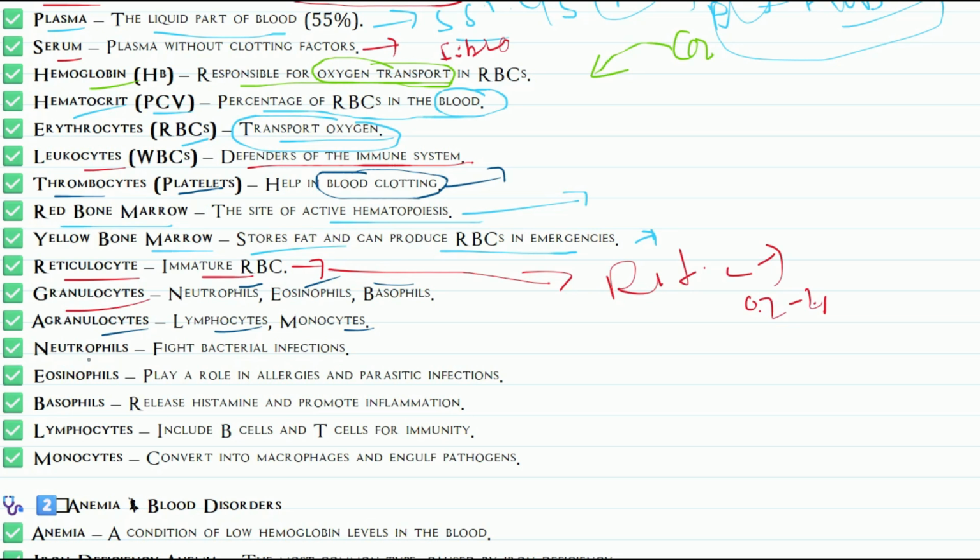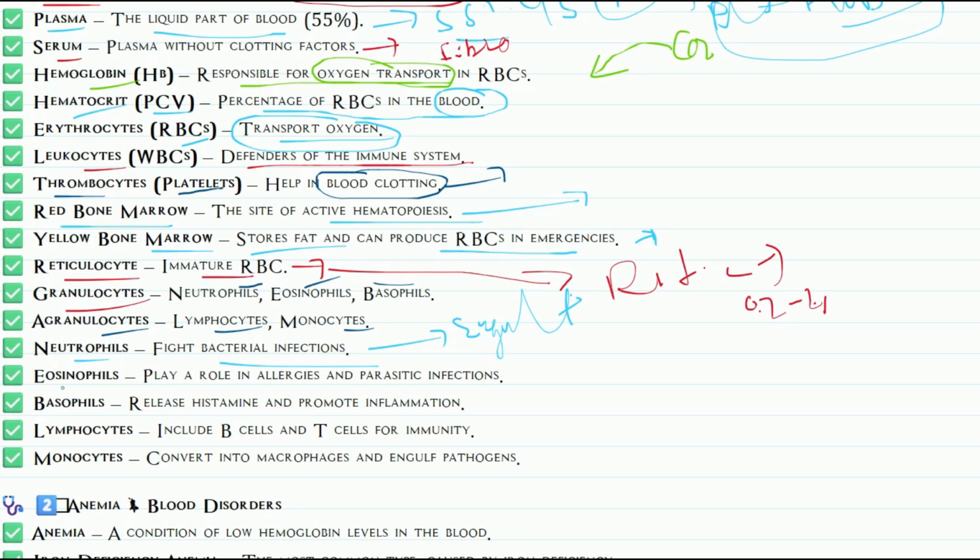Another, if we talk one by one, what is their importance? In case of neutrophil, it fights bacterial infection. So against bacterial infection, we see the neutrophil, it also engulfs, right? There is a word attached with this neutrophil, engulfing, right?